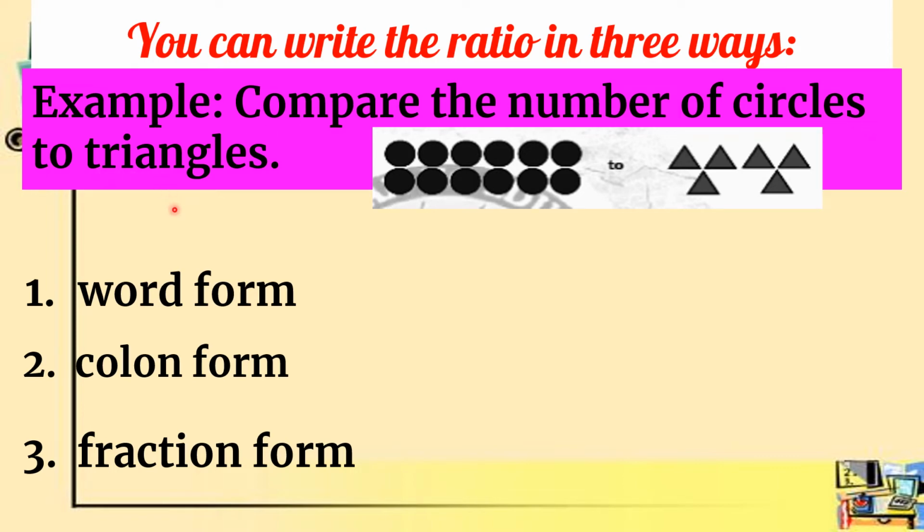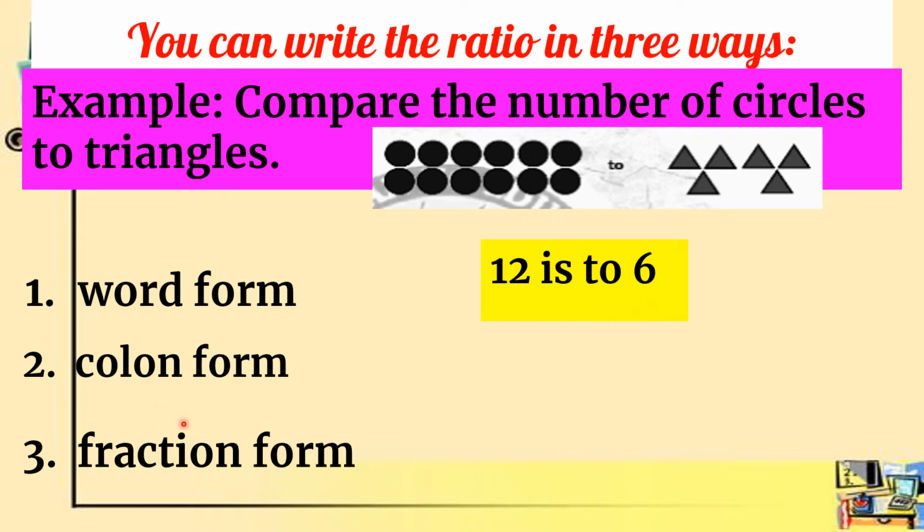So in order to write yung ating ratio in word form, you're going to write the number of circles, which is 12. And then we're going to add the word is to show ratio. So 12 is to the number of triangles, which is 6. So this is now your ratio in word form. 12 is to 6. We can also write this in column form.